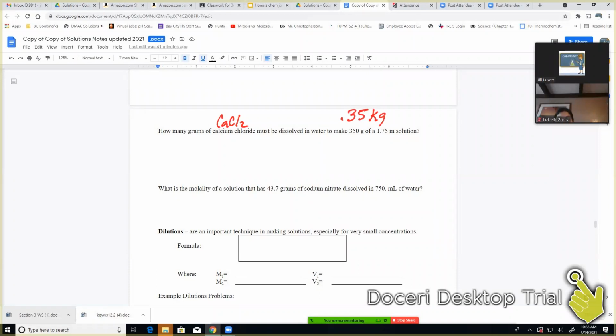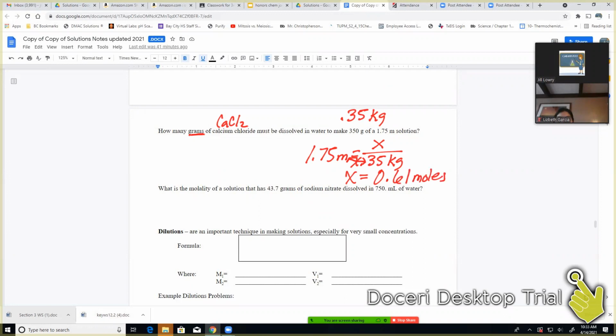All right, so to get to grams of calcium chloride, I need to know moles. So we got to do that, figure out our moles. So 1.75 little m is equal to x over 0.35 kilograms. So to get my x, all I'm going to do is take that up, and when I do, I'm multiplying. So I'm going to multiply 1.75 times 0.35. And somewhere I have an answer for that. 0.61, right? 0.61, and that is moles.